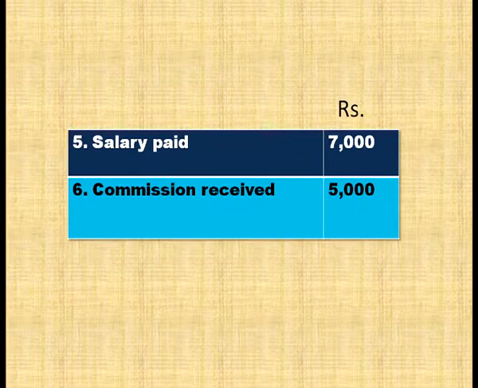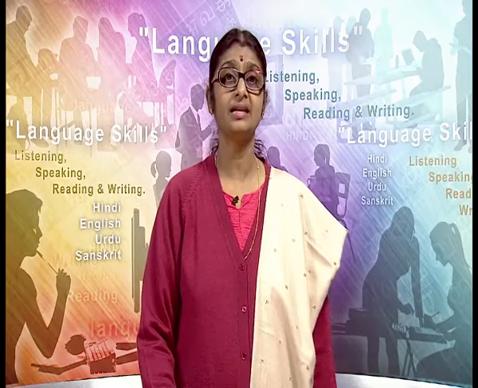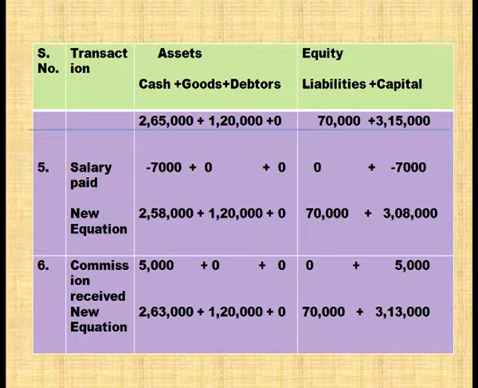Another transaction, salary paid 7,000 and commission received 5,000. When salary is paid, cash is decreasing, capital is decreasing. When salary is paid, cash worth rupees 7,000 is moving out of the cash, and from the capital deduct 7,000. From the cash column deduct 7,000, from the capital column deduct 7,000. So the effect of salary paid is like this. The new accounting equation will come after deducting this.